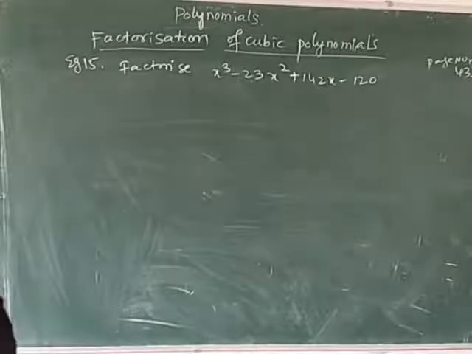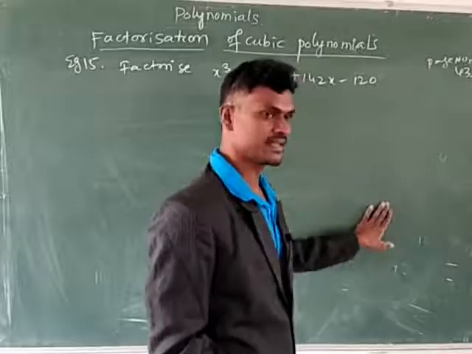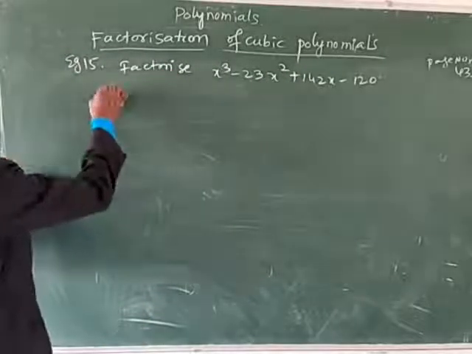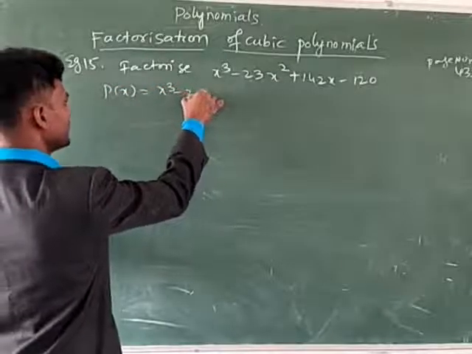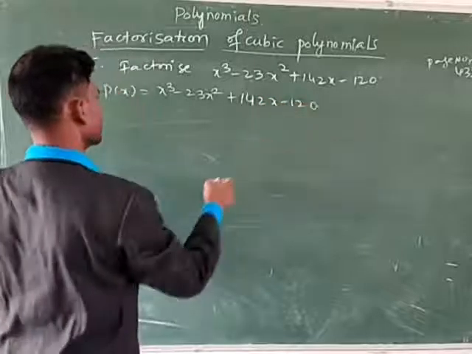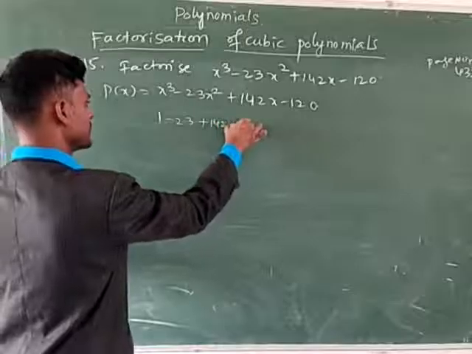Okay, factorize x cube minus 23 x square plus 142x minus 120. This is example 15, page number 43. Listen. Given polynomial, first you have to write here p of x is equal to x cube minus 23 x square plus 142x minus 120. Now you have to write all coefficients: 1, minus 23, plus 142, minus 120.